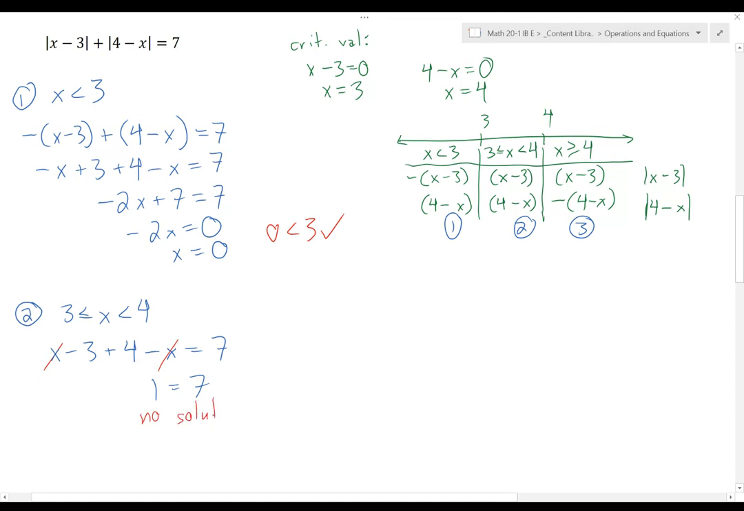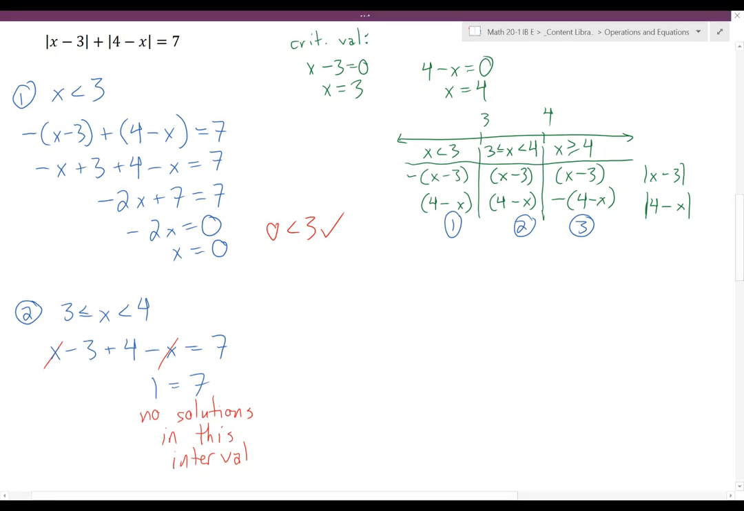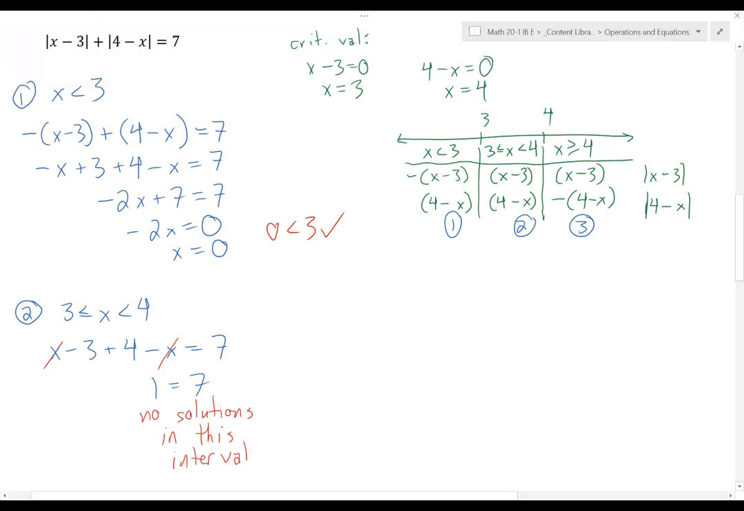Now, when you were solving linear equations, if you ended up with something like that as your answer, you would just say there are no solutions at all. But here we already know that there is one solution. It just means that there are no solutions between 3 and 4. And we'll look graphically in a moment at why that happens.